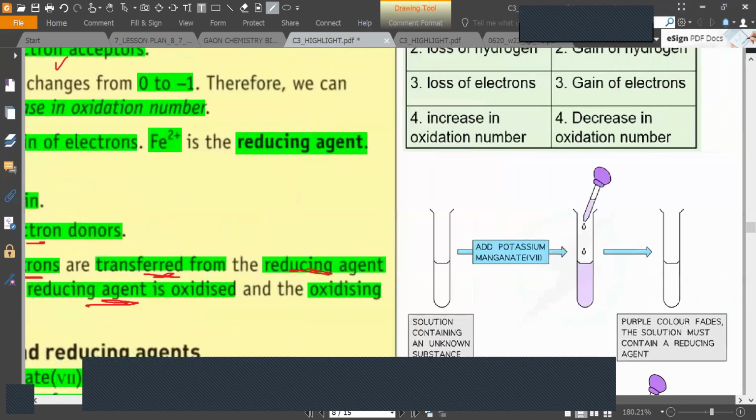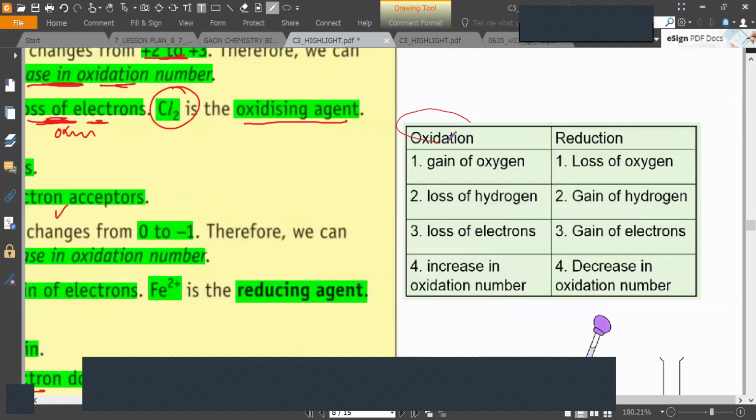So we can see this summary here. Oxidation, reduction. If gain of oxygen, loss of hydrogen, loss of electron, increase of oxidation number happens, it must be an oxidation reaction. Loss of oxygen, gain of hydrogen, gain of electron, decrease of oxidation number, it will be reduction.